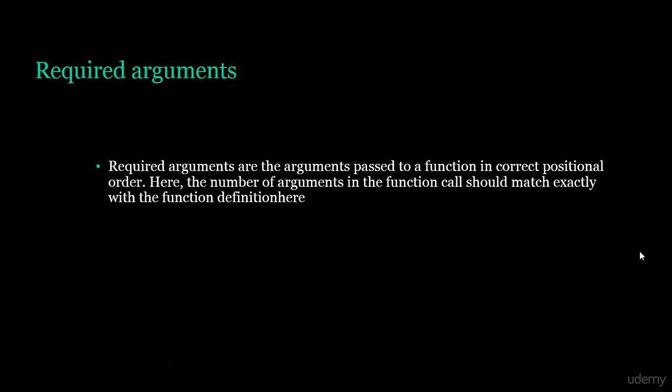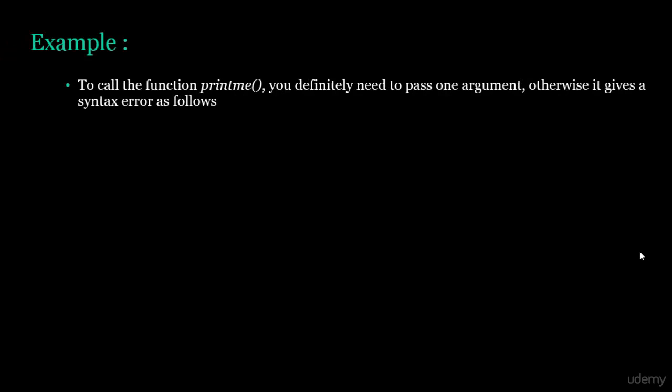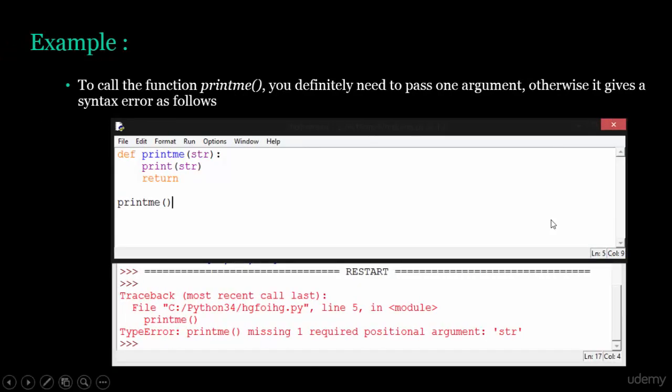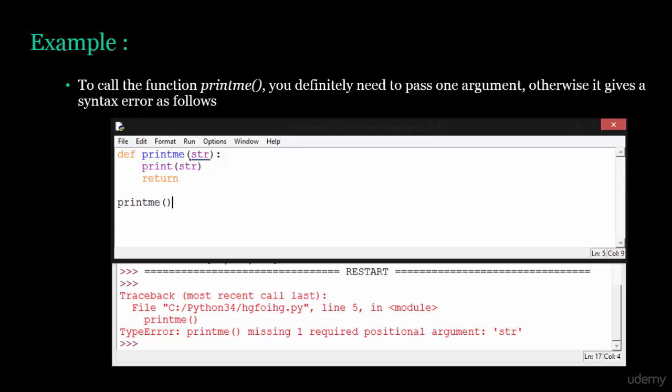Required arguments are the arguments passed to a function in correct positional order. The number of arguments in the function call should match exactly with the function definition. Let's see this example here. To call the function print name, you definitely need to pass one argument, otherwise it gives a syntax error as follows. If we look here, this function print me, which we wrote last video, must take a string. If you want to use this function, if you call this function here, there must be a string here so that it can print this string. But here we do not pass anything to this function.